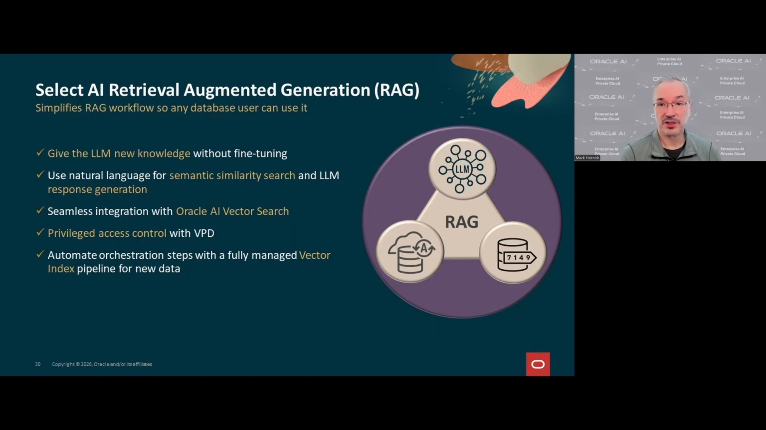Select AI simplifies the RAG workflow so any database developer or user can take advantage of it. It's seamlessly integrated with AI vector search and handles the full RAG pipeline. You could literally start using RAG on your documents in a matter of minutes.